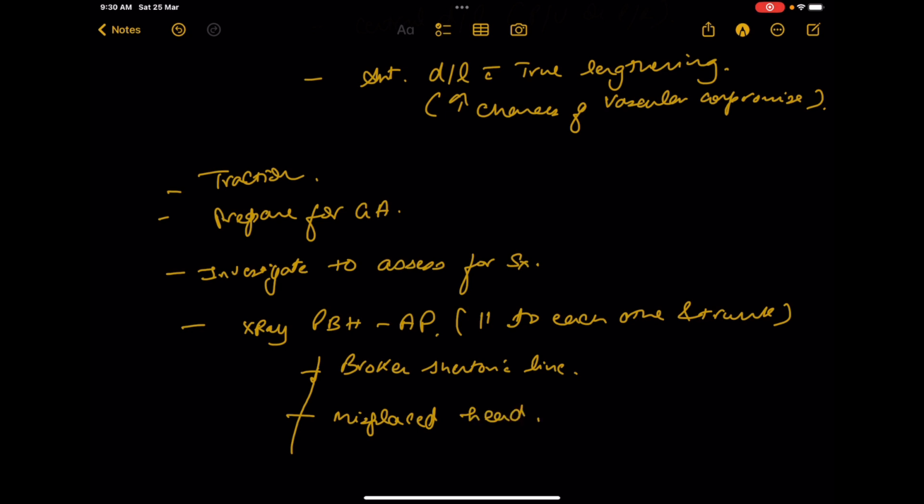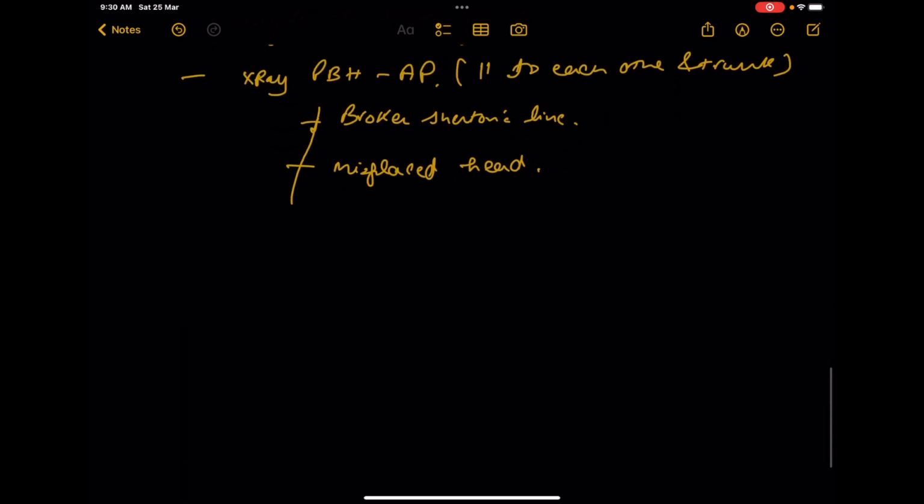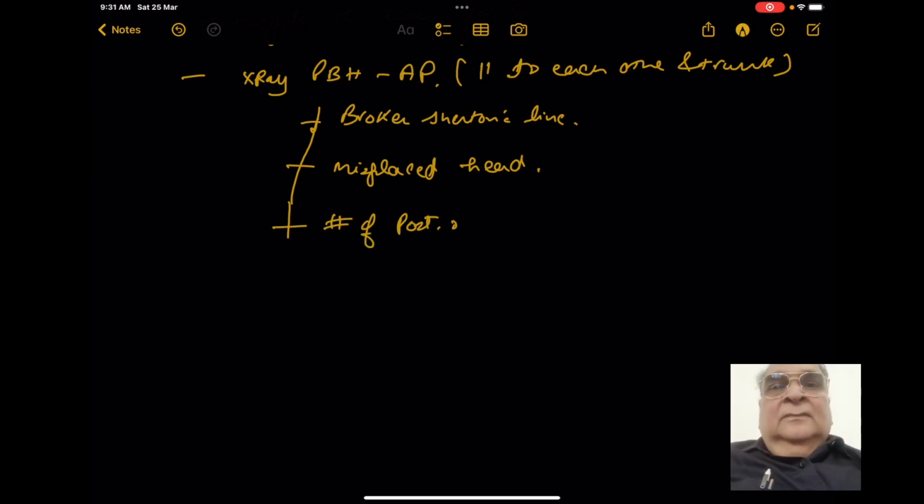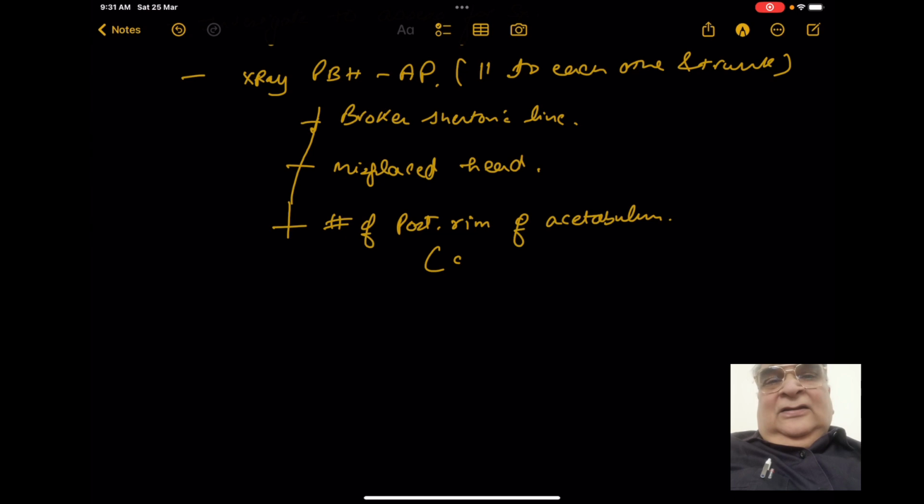We would carefully try to look for a fracture of the posterior rim of the acetabulum, if necessary by 3D reconstruction CT, to determine whether the reduction would be stable or not.